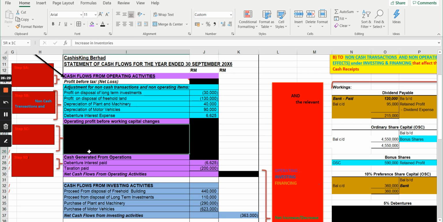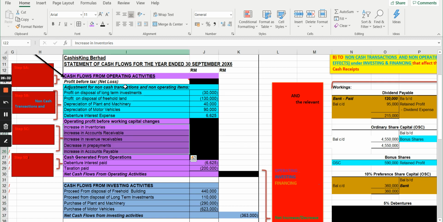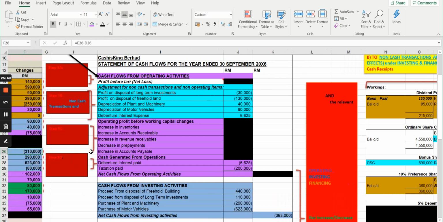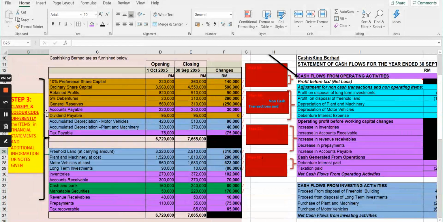Next is the simple one, which is all this. Should be able to do that. We're going to look at the changes in inventories, account receivable, revenue receivable, prepayments, and accounts payable. Remember the first four here is your operating asset. The last one is your operating liabilities. So let's see whether you get or not the increase in inventories. We start with the, so we have done this part already, right? We have not yet investigated general reserve, I know. We're going to look at inventory.